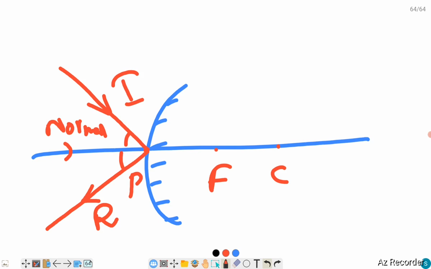By using these ray rules, we take up image formation by spherical mirrors. Along with the image, we learn its characteristics and also what applications we have. Okay.